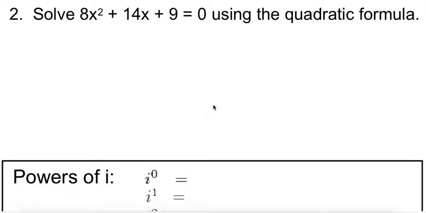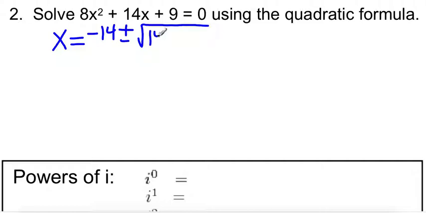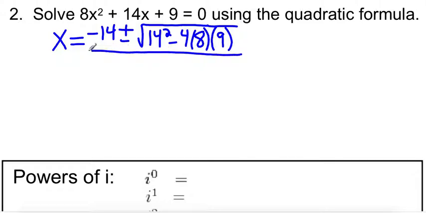All right, for the second problem that we have here, we want to use the quadratic formula. We should all be very familiar with that, so let's just jump right in. We have x equals negative b plus or minus the square root of b squared minus 4ac, all divided by 2a. Okay, let's go this way.